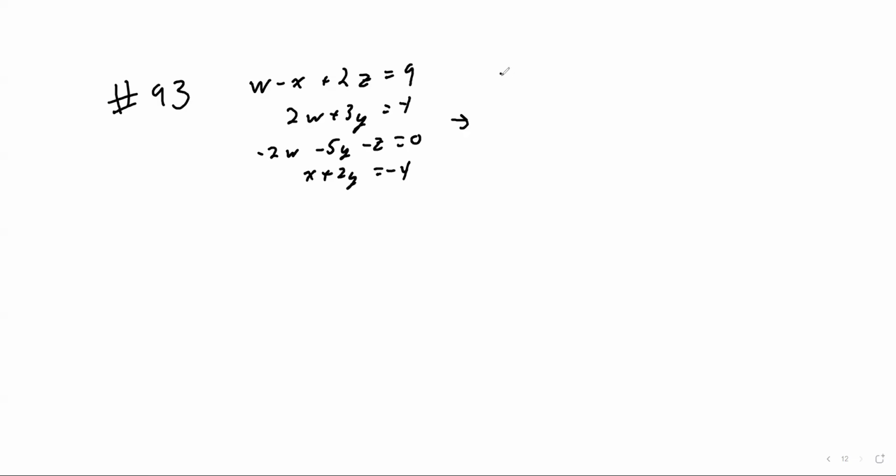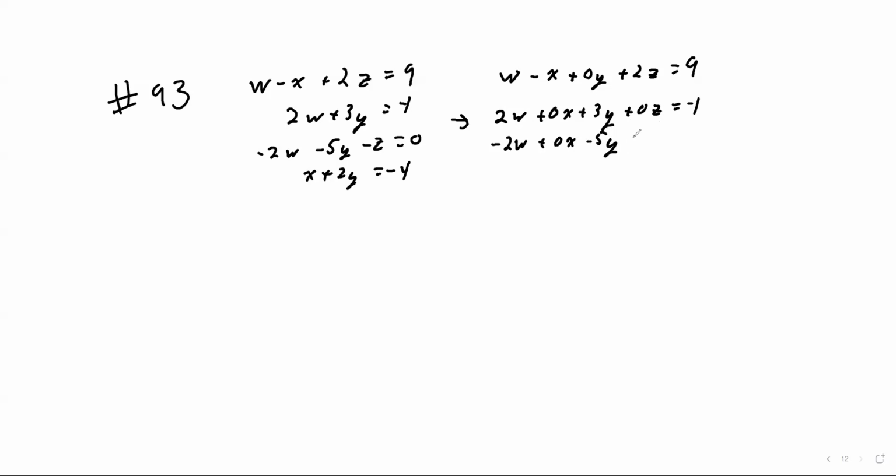So to do that, I'm going to do this. That's going to be W minus X. I don't have a Y, so to make sure we don't mess up, I'm actually going to put a plus 0Y plus 2Z equals 9. This will help me know that when I make my augmented matrix, it needs to have a 0 as a placeholder because it doesn't have any Y's. This will then be 2W plus 0X plus 3Y plus 0Z equals negative 1. Again, I'm writing these out as placeholders. This is now negative 2W plus 0X minus 5Y minus Z equals 0. And then this is going to be 0W plus X plus 2Y plus 0Z equals negative 4.